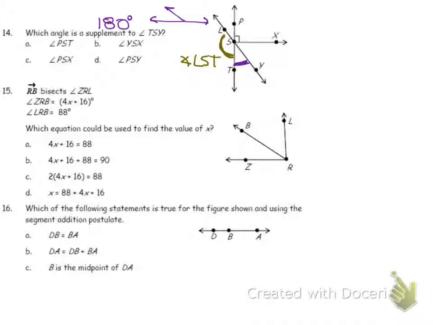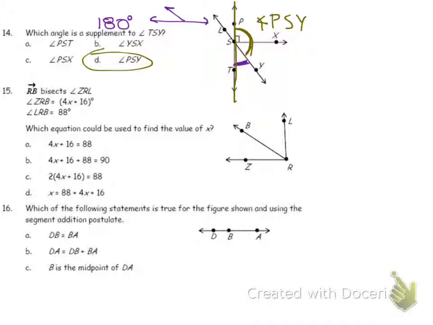And if I go in the other direction, this angle here, angle PSY, also is a supplement because I have that straight line through here. So let's get rid of that first one, just ignore it altogether. Now I have my straight line, that's the supplement, so I'd say D, angle PSY.